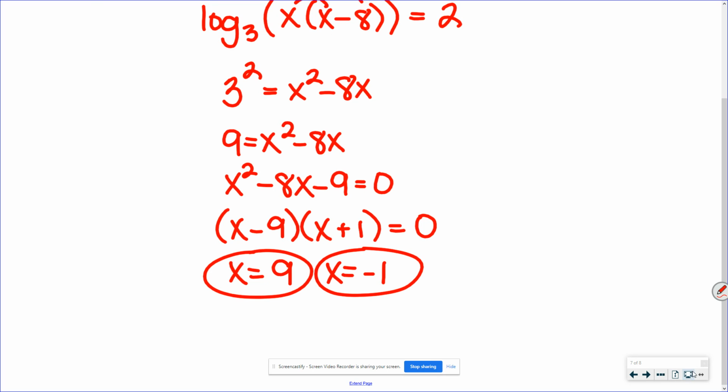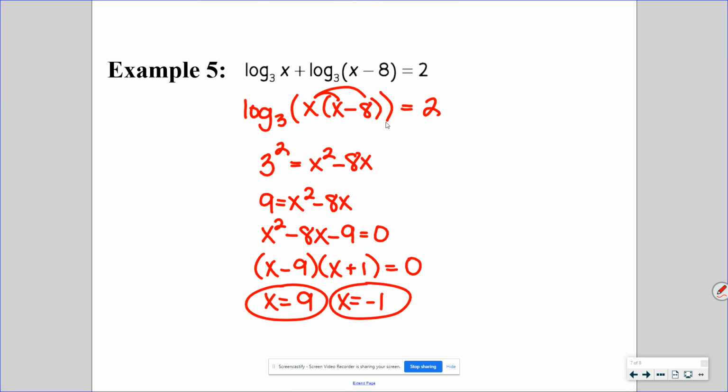Now, our original equation had logarithms in it, so we have to take the extra step of checking our answers. So is 9 going to be okay as far as giving us positive values inside? Yes, 9 is good. -1, though, if I plug a -1 in here, it makes a logarithm that's not computable. So this value is extraneous. That is it. Nice short lesson for today.